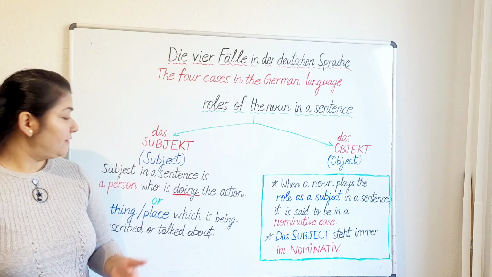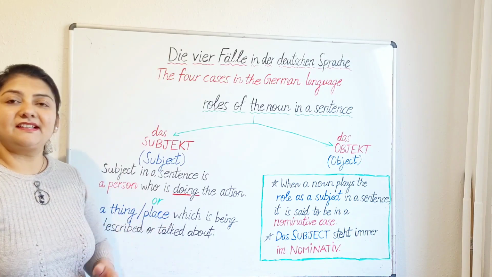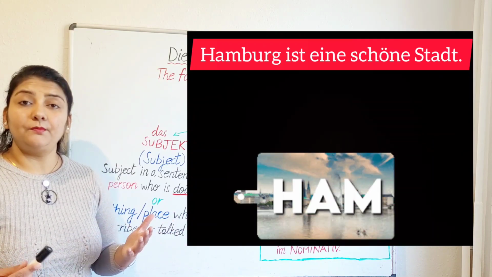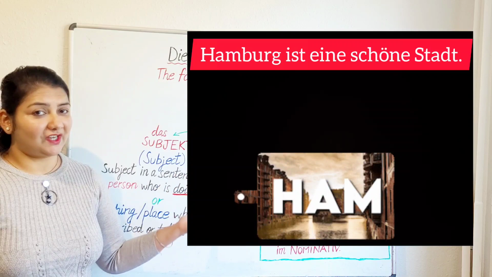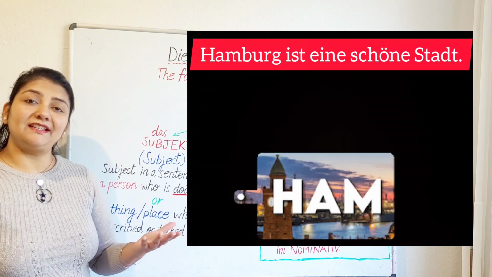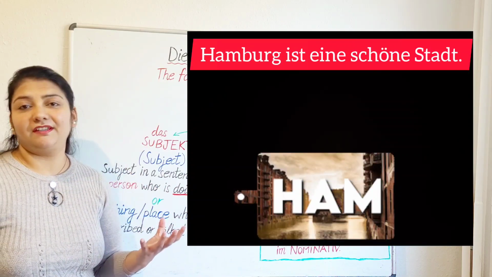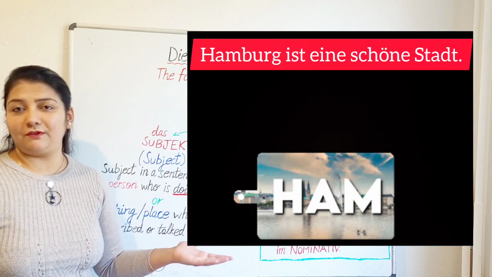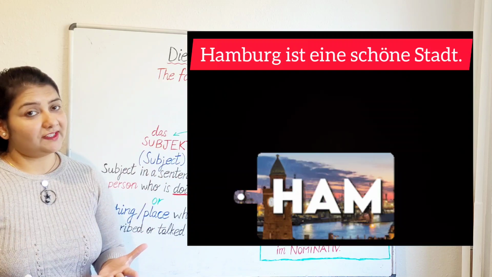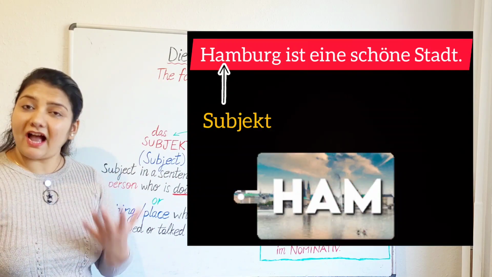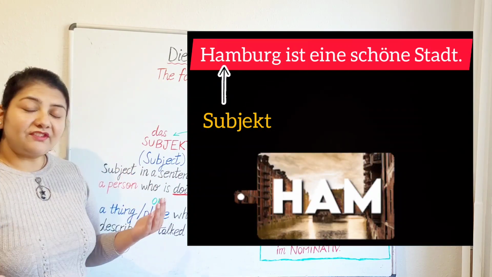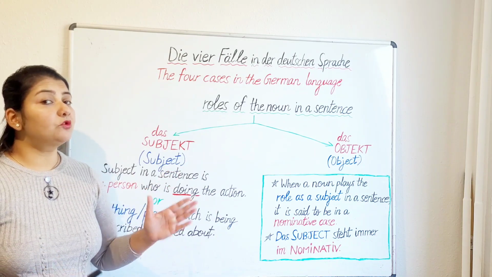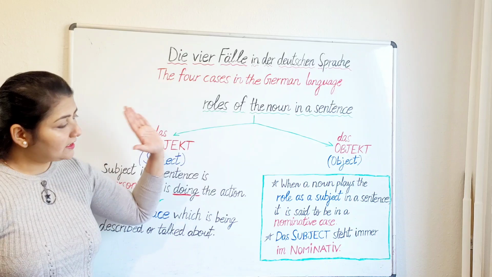Another example for a place acting as a subject, Hamburg ist eine schöne Stadt. Hamburg ist eine schöne Stadt. So here in the sentence, the city Hamburg, it's being described or being talked about that it's a beautiful city. So what is the subject of the sentence? Hamburg, the city.